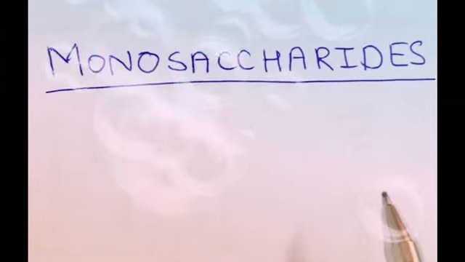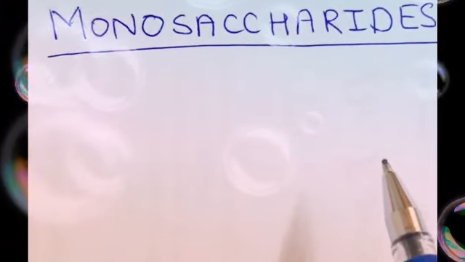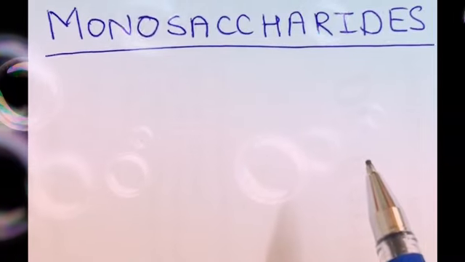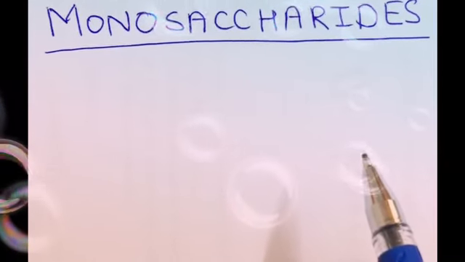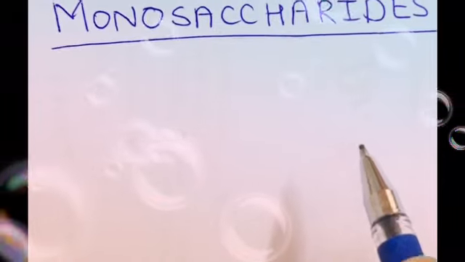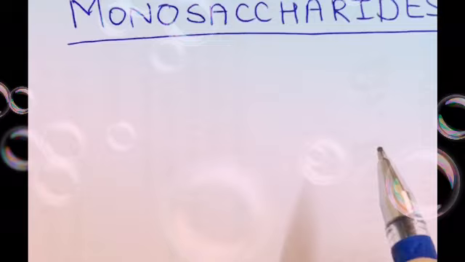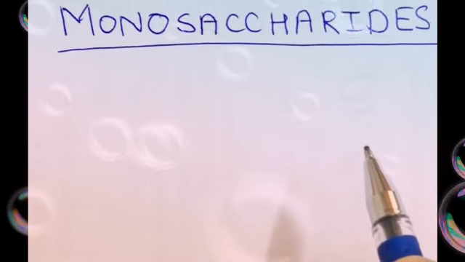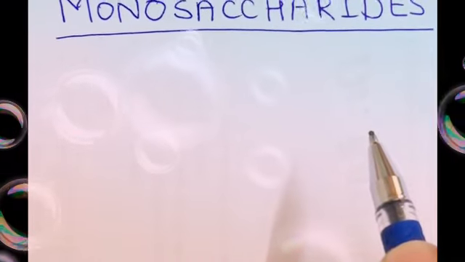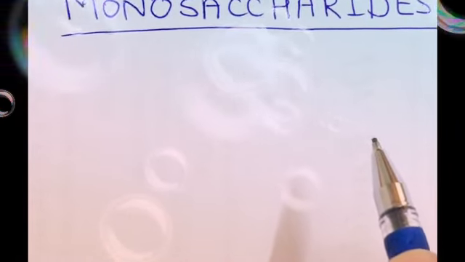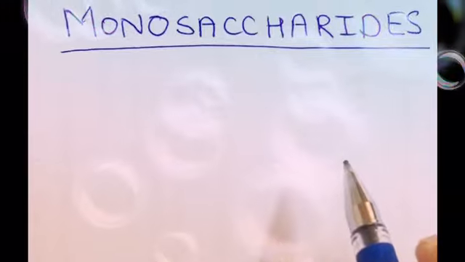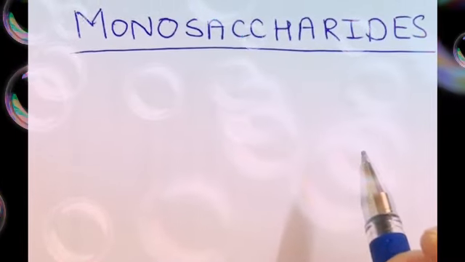Hello all. In the last video, I explained what carbohydrates are and the classification of carbohydrates. We have seen that carbohydrates are the hydrates of carbon, which consist of carbon, oxygen, and hydrogen. And we've also seen the classification based on whether it's simple or complex. So they are monosaccharides, disaccharides, oligosaccharides, and polysaccharides. So today in this video I will explain the classification of monosaccharides.